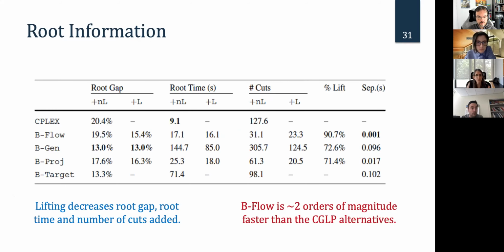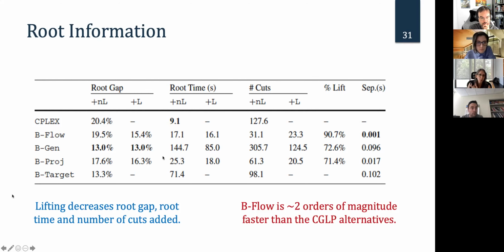So let's look at some more detailed results. All in all, we have root information: root gap, time at the root node, and number of cuts that we add. And the main thing that I wanted to show here is the value of having this lifting procedure. First, if we look at the flow cuts or the subgradient cuts, the projection ones, we see that there was an improvement on the root gap with the lifting.